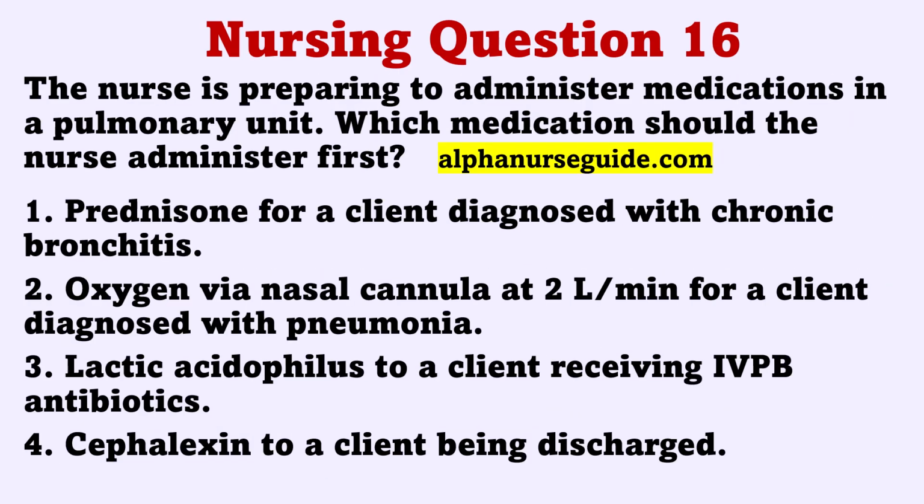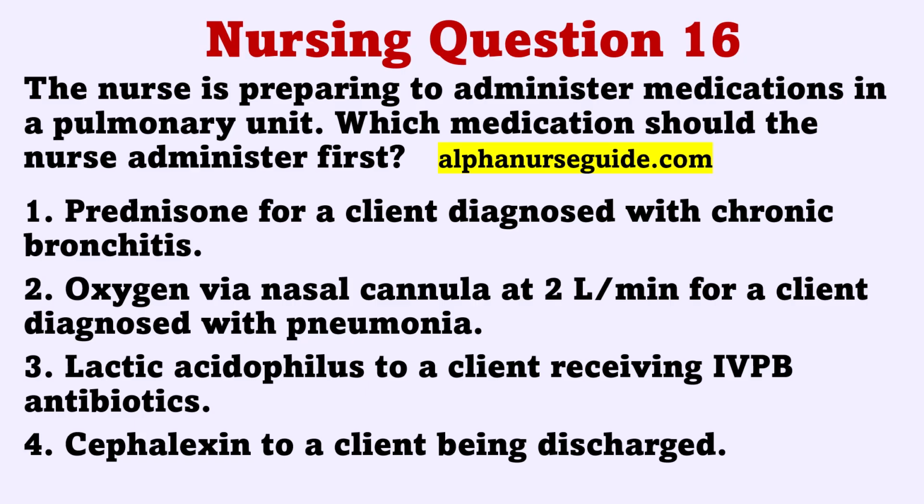The nurse is preparing to administer medications in a pulmonary unit. Which medication should the nurse administer first? 1. Prednisone for a client diagnosed with chronic bronchitis. 2. Oxygen via nasal cannula at 2 liters per minute for a client diagnosed with pneumonia. 3. Lactic acidophilus to a client receiving IVPB antibiotics. 4. Cephalexin to a client being discharged.